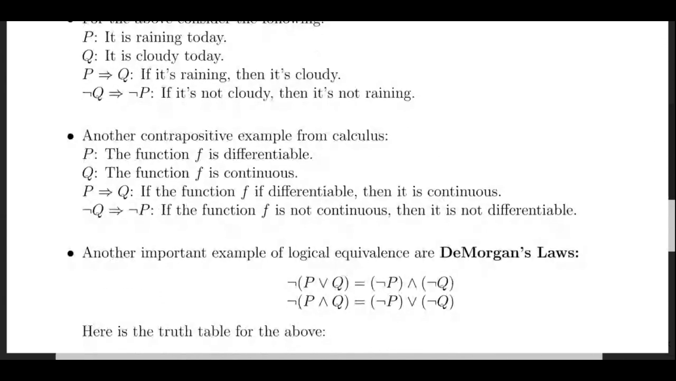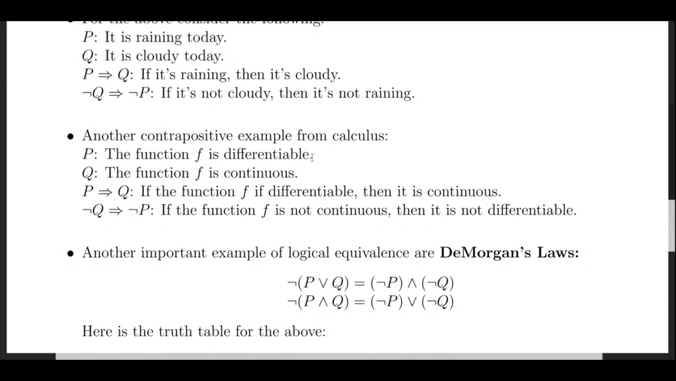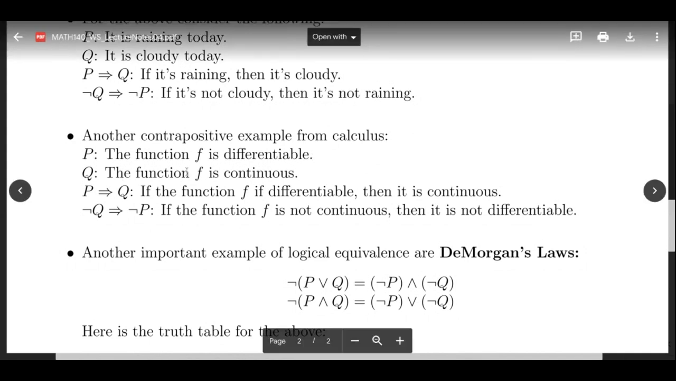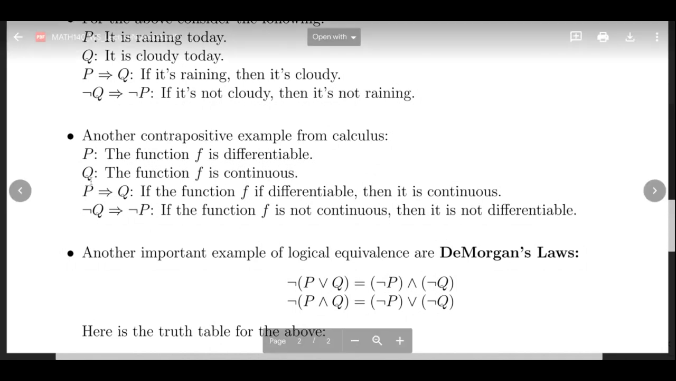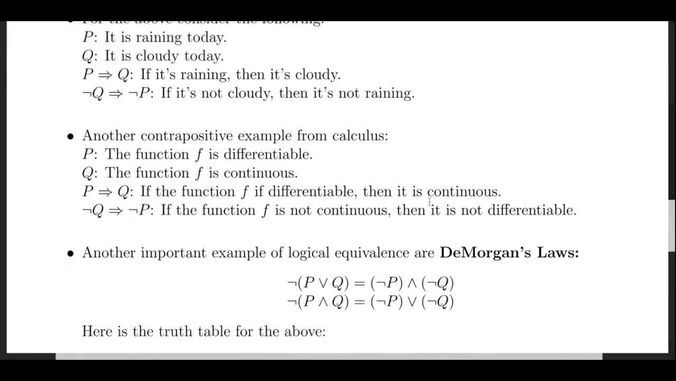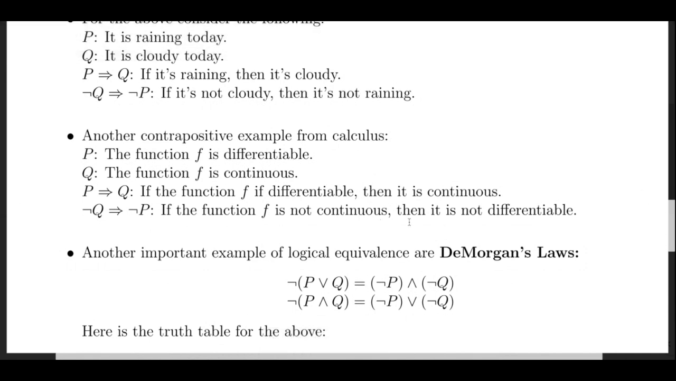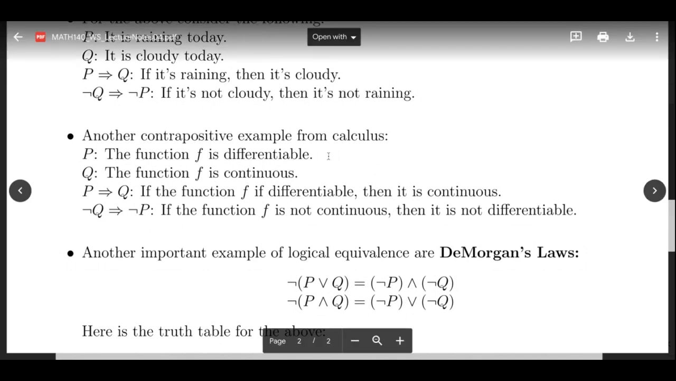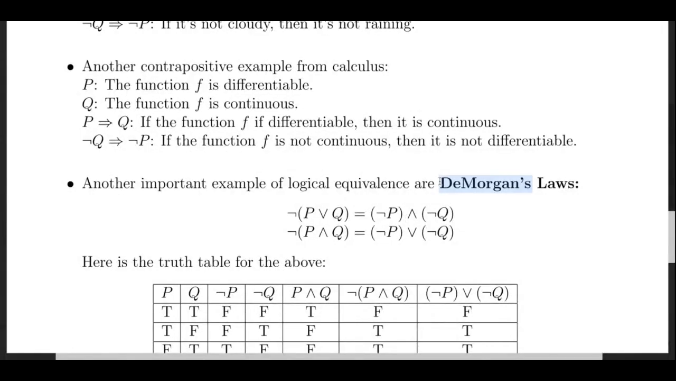Another contrapositive statement like this: P, the function f is differentiable. Q, the function f is continuous. P implies Q: if the function f is differentiable, then it's continuous. Not Q implies not P means if the function f is not continuous, then it's not differentiable. Right? This we know, right? It comes from Math 150.